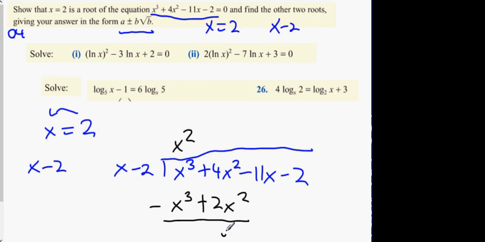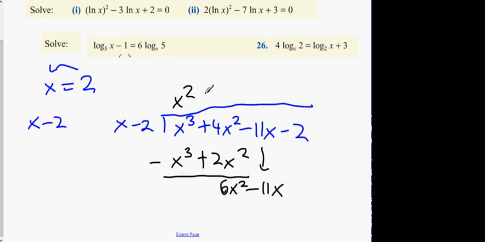You get 6x squared. Bring it down, minus 11x. And now you go, plus 3x. You multiply in, you get 6x squared. 3x by minus 2 is minus... yeah, I'm thinking that. Just give me a second.